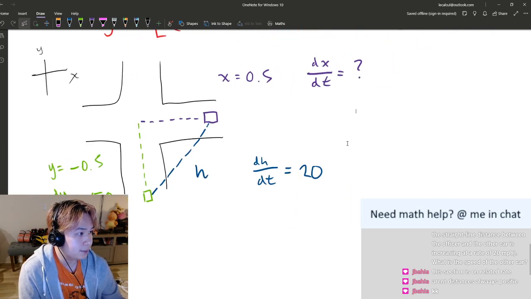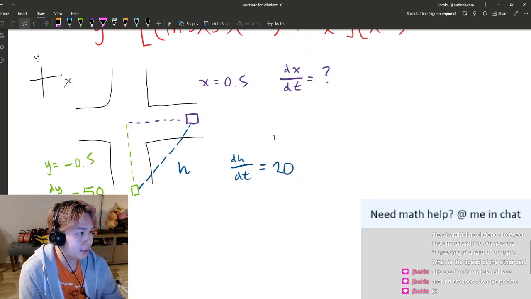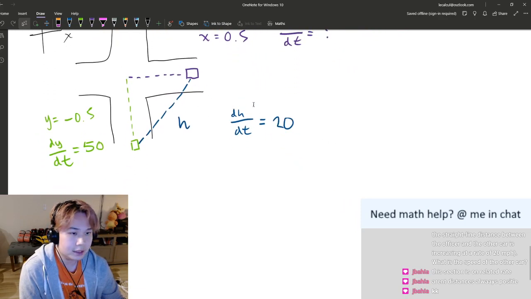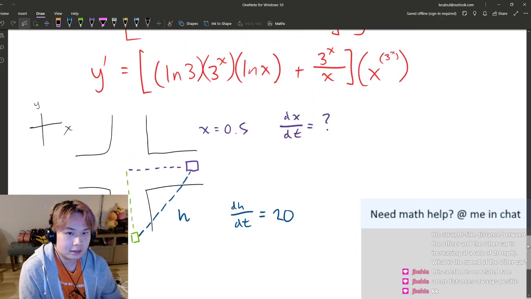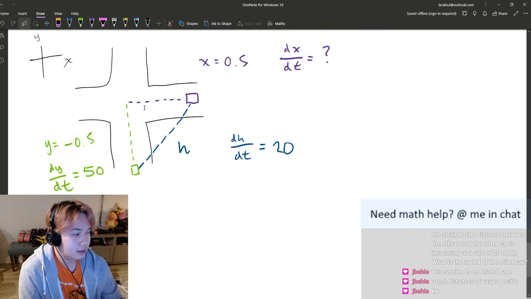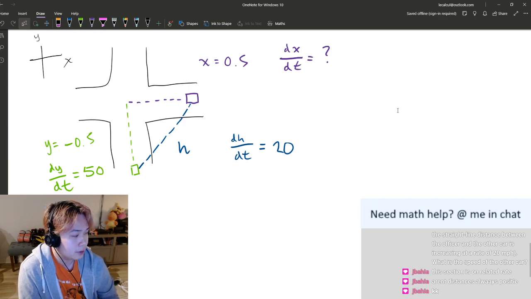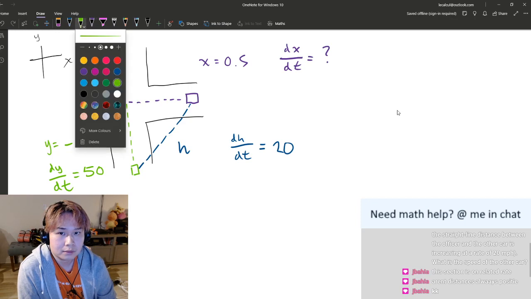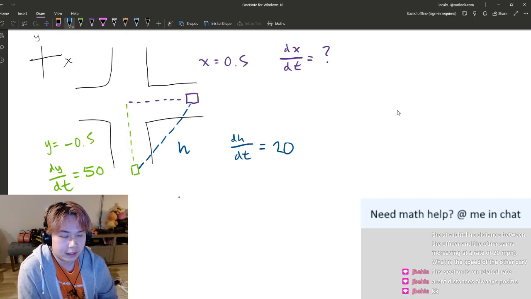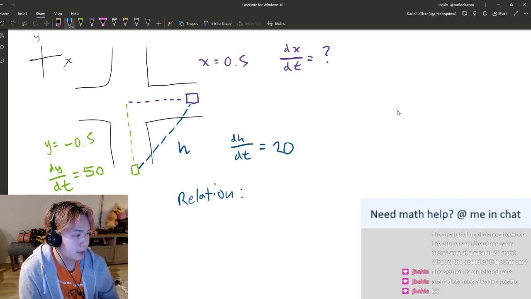So it's a related rates problem, so you need to relate all of these variables together. And then that's pretty straightforward to do because the three rates or variables that you have, x, y, and h, are part of a right triangle, so we can relate them using Pythagoras. So our relation, and this is the hardest part of related rates, is you coming up with the relation. H squared is equal to x squared plus y squared.